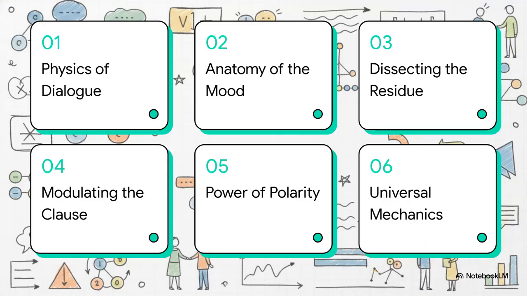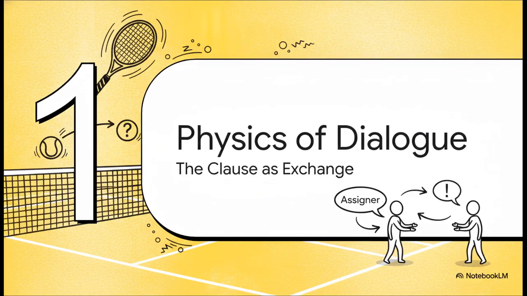Here's our roadmap. We'll cover the physics of dialogue, the anatomy of the mood, dissecting the residue, modulating the clause, the power of polarity, and finally, universal linguistic mechanics. Let's get right into it. Section 1. The physics of dialogue.